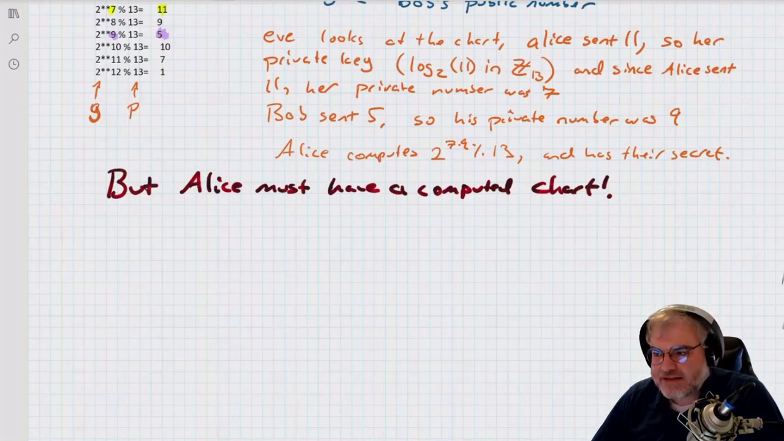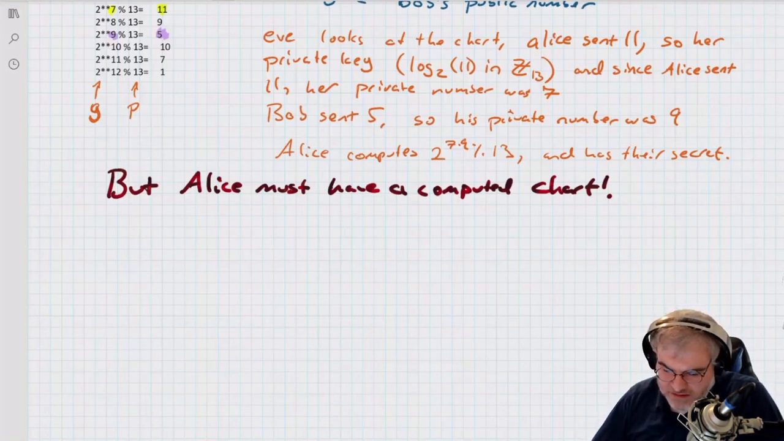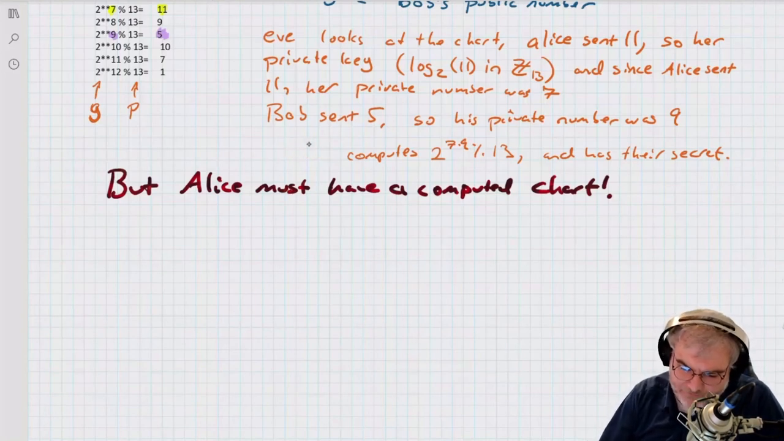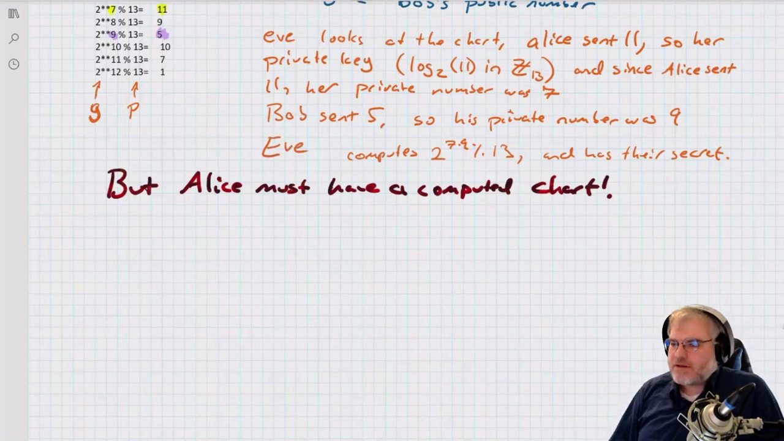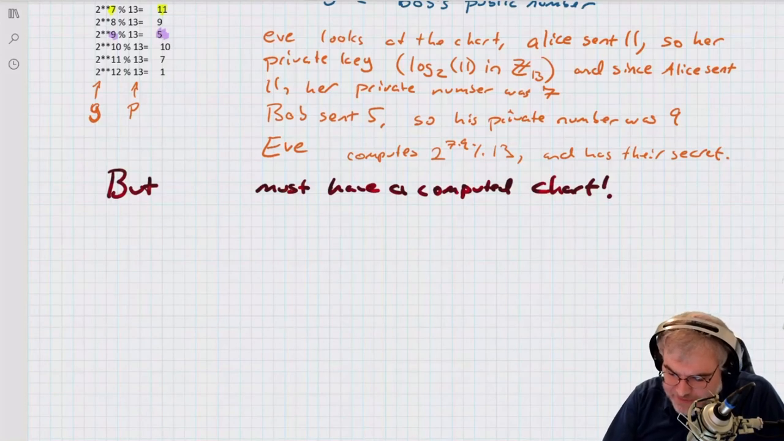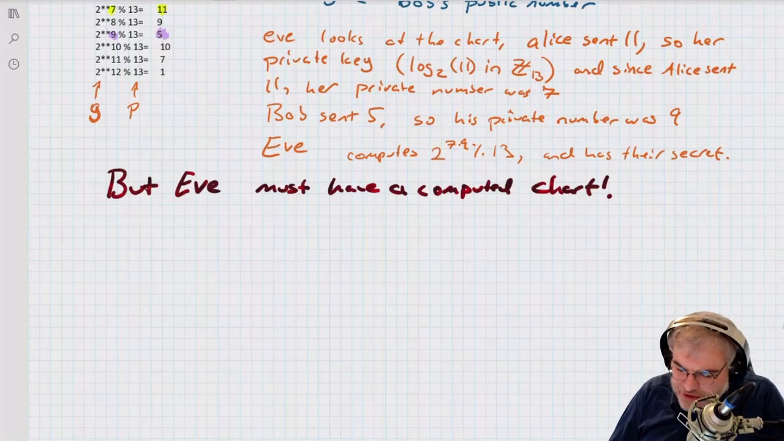How do you feel about this? Oh yeah, Eve computes that and has their secret. I'm sorry. Right? I have to have the chart in order to do this. Eve, yes, Eve. That shouldn't be Alice. That should be Eve. But Eve must have the chart. Right? That's the only way she can do it.